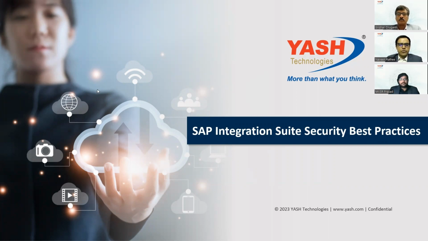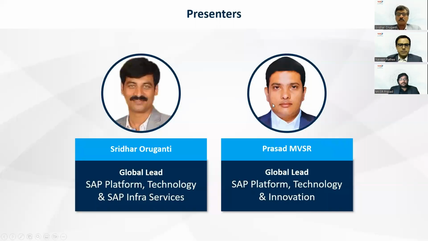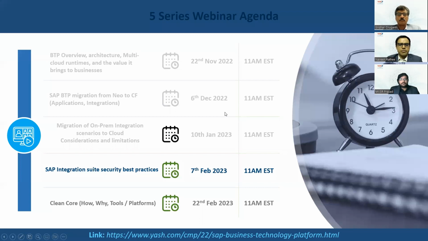Those who joined new and have missed our previous 3 episodes, our experts have covered topics like the BTP overview and the value it brings to the business. The second episode talks about SAP BTP migration from Neo to CF. And lastly, migration of on-prem integration scenarios to cloud, considerations and limitations. So please do check them out. We have provided the link in the chat.